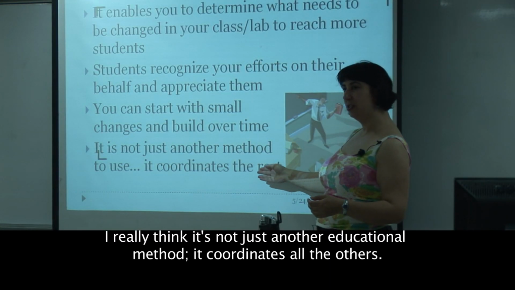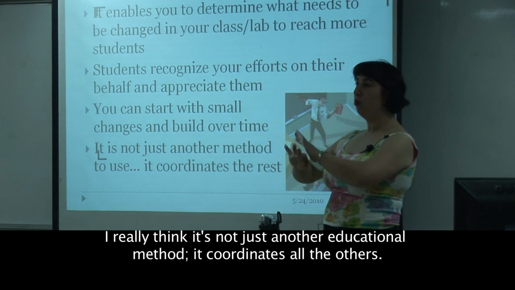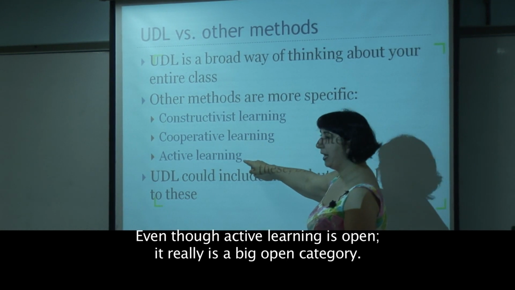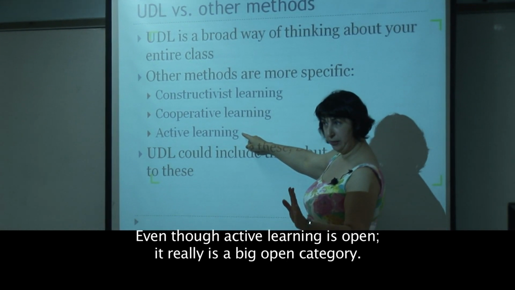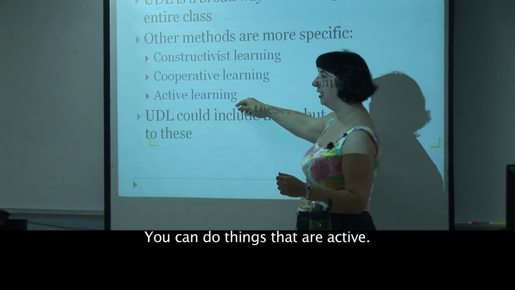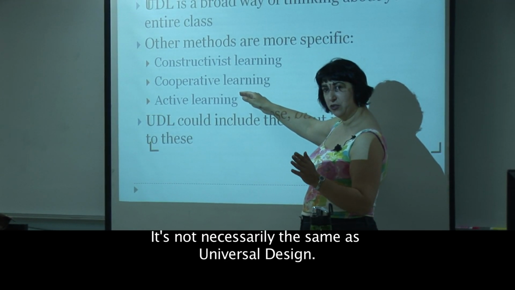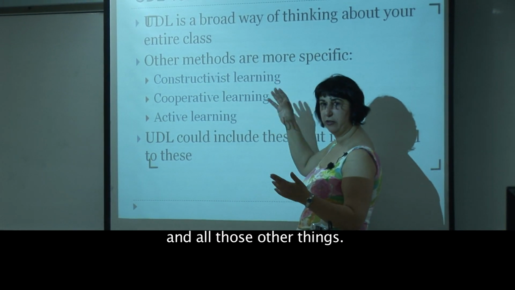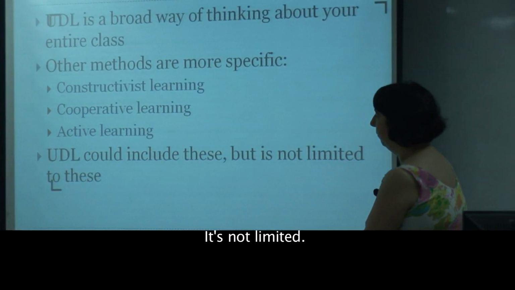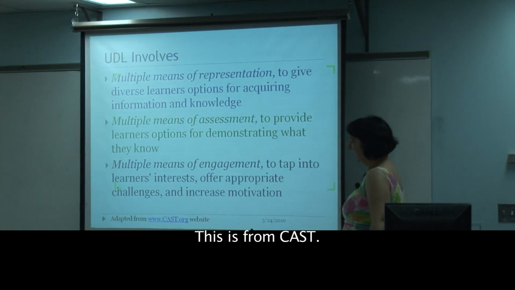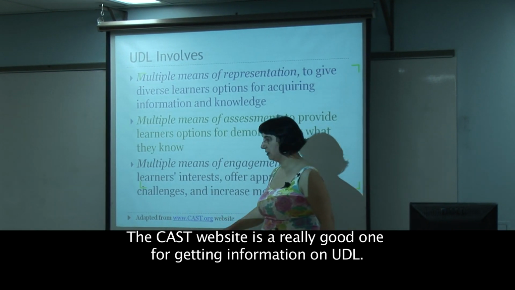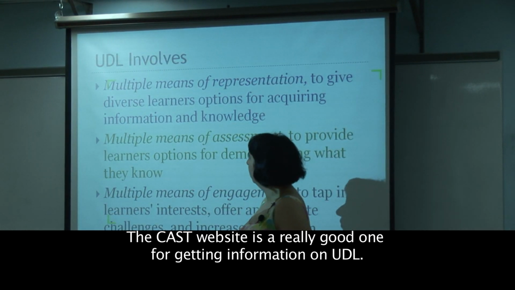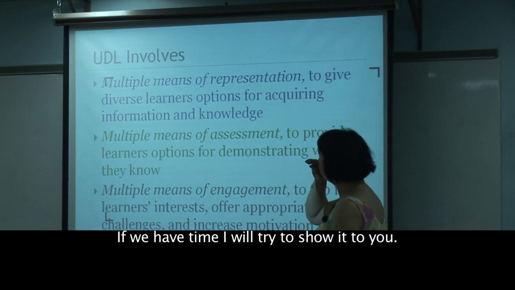I really think it's not just another educational method. It coordinates all the others. It's a broader way of thinking, and other methods are much more specific. Even though active learning is a big open category, and you can do a lot of things that are active, it's still not necessarily the same thing as universal design. And universal design can include constructivist, cooperative, active, inquiry-based, all those other things, but it's not limited. This is from CAST. The CAST website is a really good one for getting information on UDL. And if we have time, I'll try to show it to you.